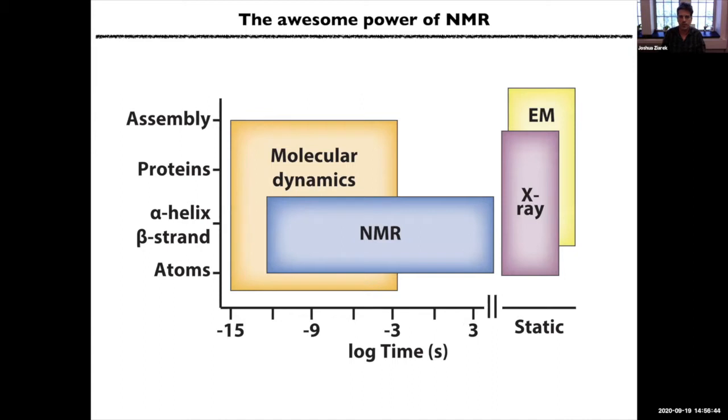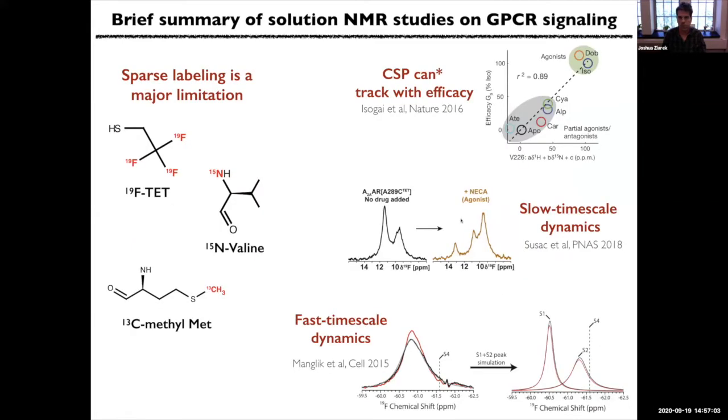I don't think I need to convince you of the awesome power of NMR, that not only can we get information about the thermodynamics of given states, but we can also get information about the kinetics of the interconversion between these states. And so this is a really nice technique to couple with static structures and molecular dynamics simulations. So here's a really brief summary of applications of solution NMR to GPCR signaling, by no means exhaustive.